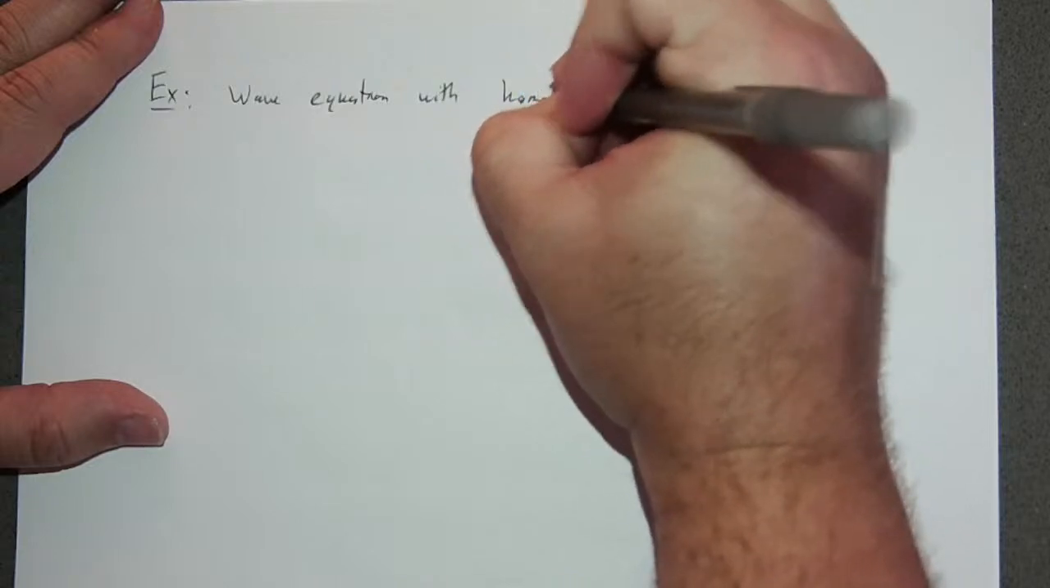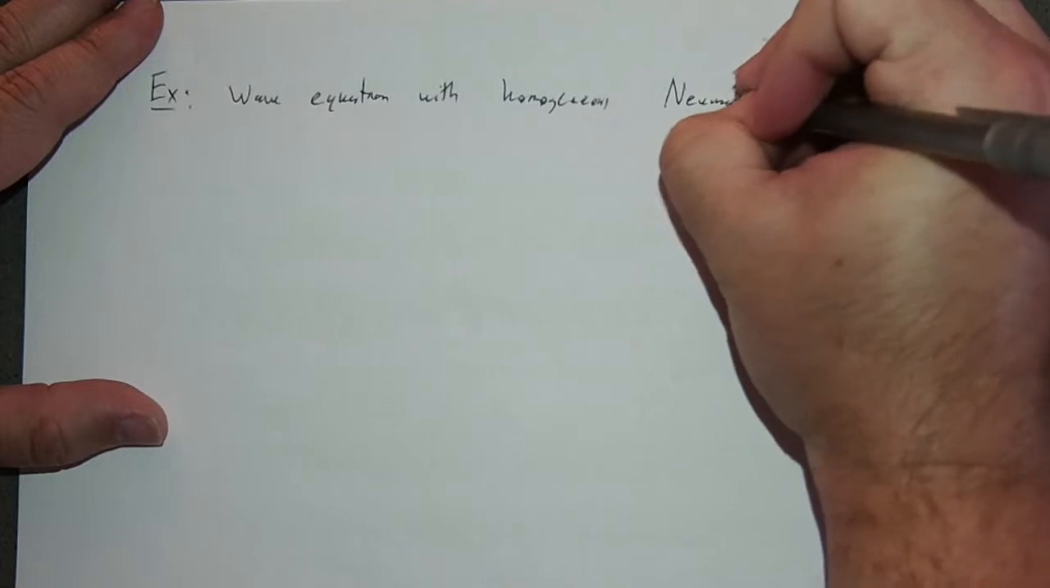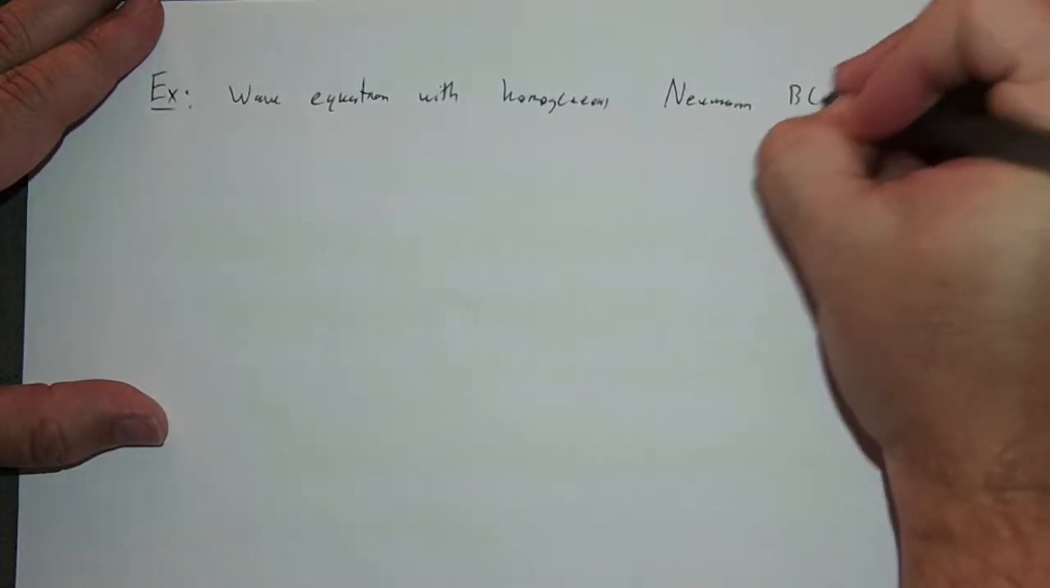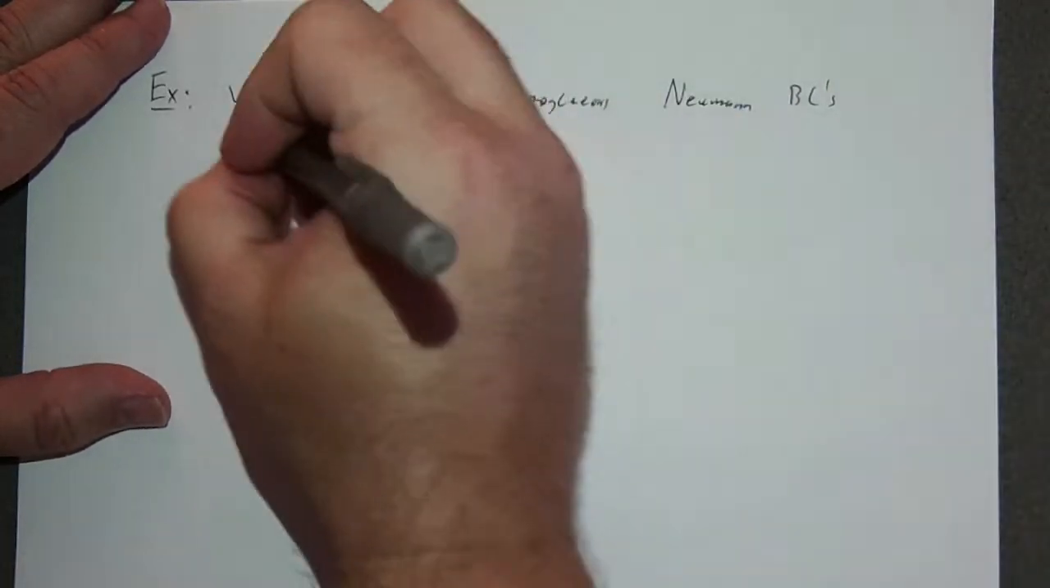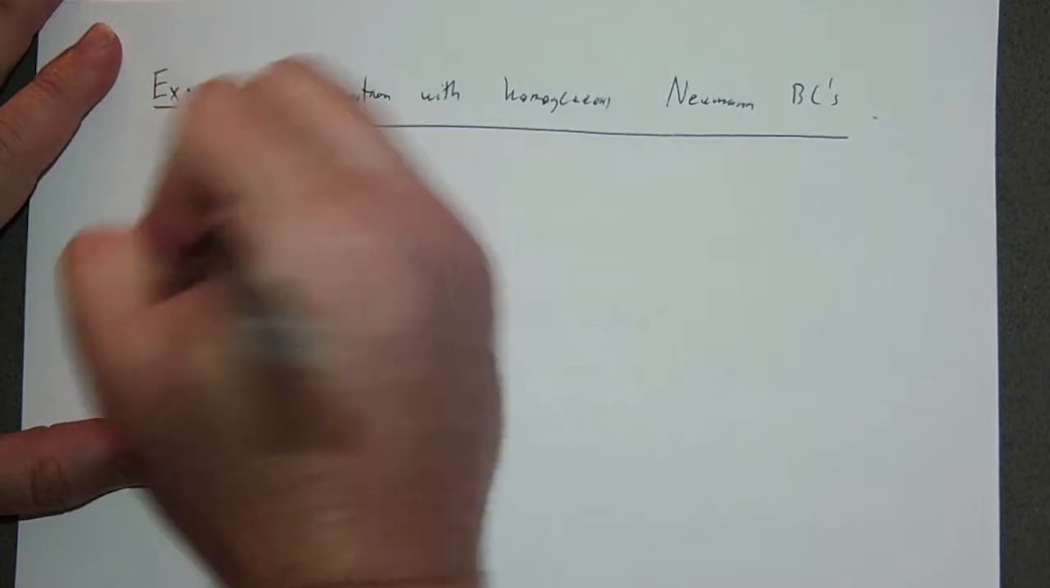with homogeneous Neumann BCs. All right, and so recall what those look like.